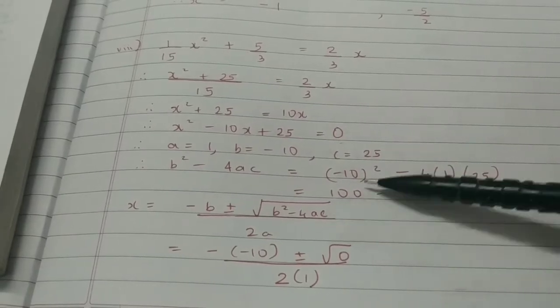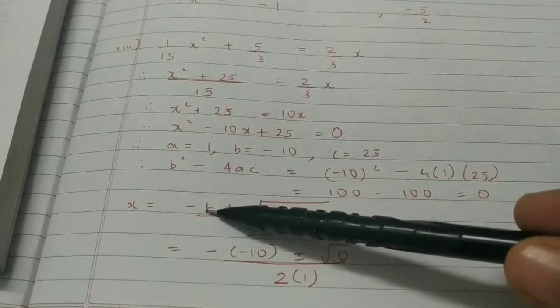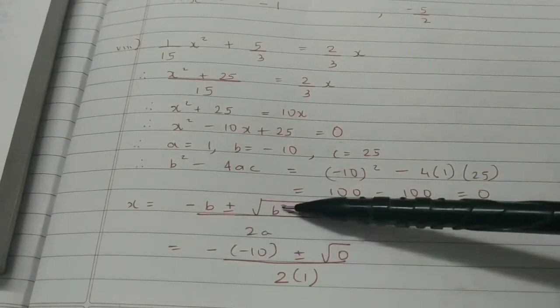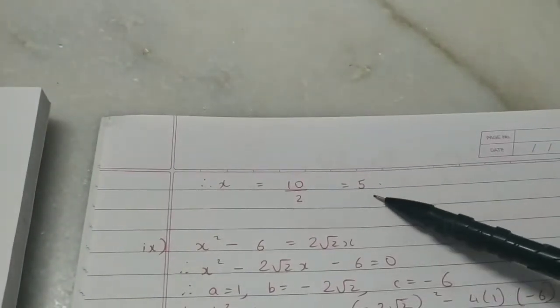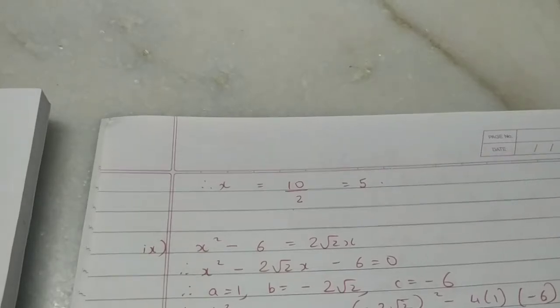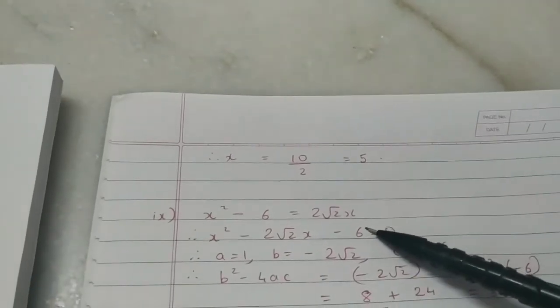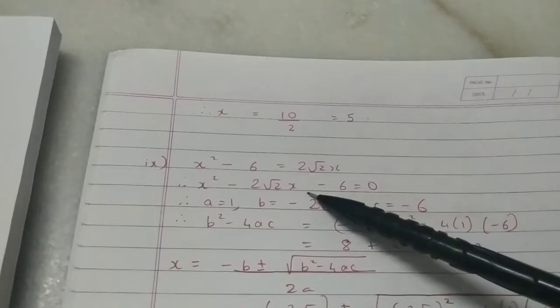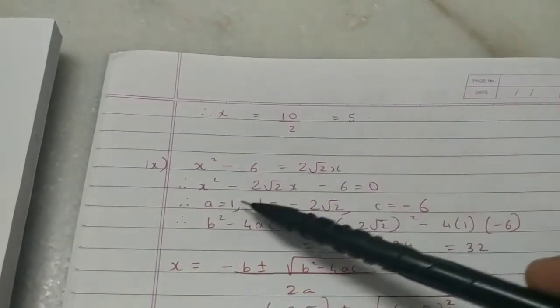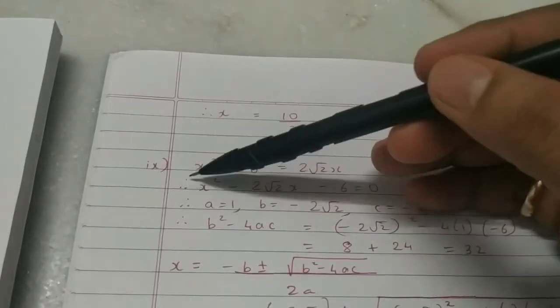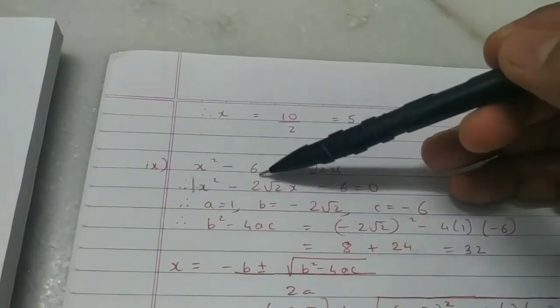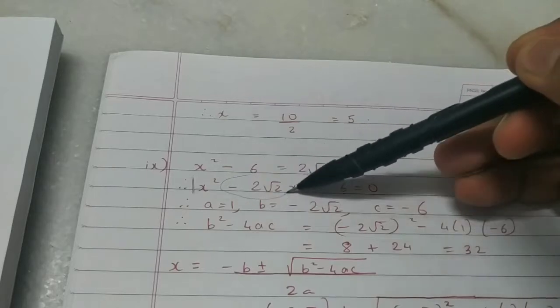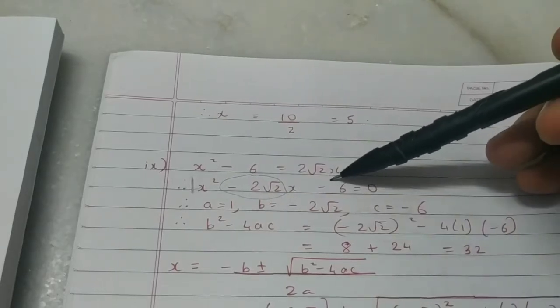So substitute the values of minus b here to a, and b square minus 4ac is already found out. And the final answer is 5. Next, Roman number 9, mark it as IMP in your textbooks. First of all, we write it in the standard form. So here a is 1 because there is no coefficient. We assume it to be 1. B is minus 2 root 2 and c is minus 6.